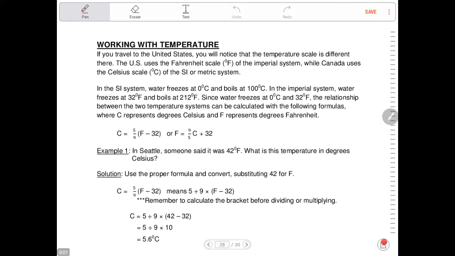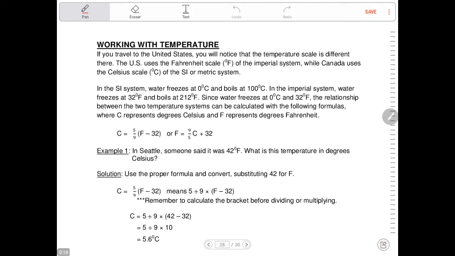All right, we're moving on now to the last lesson of this unit, which is moving between units of temperature. You see, in the United States, for example, they use the Fahrenheit scale, which is part of the imperial system. And in Canada, we use degrees Celsius, which is part of the metric system.